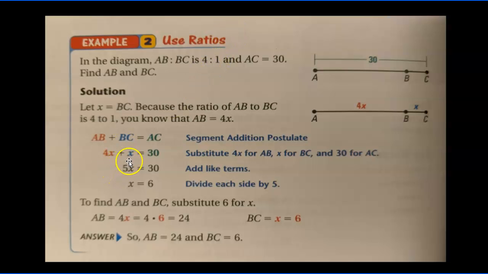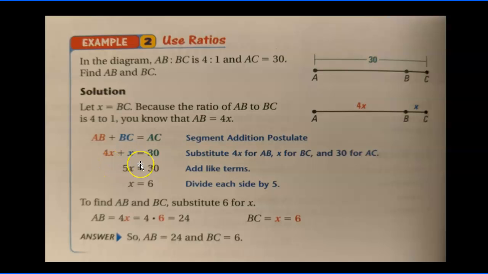The BC is in blue. There's BC. I've replaced it with just one X. And I know that 4X plus X equals 30. Now, could I have kept the AB there? Sure, I could have put 4 in front of AB, but then it would have gotten really confusing with this. That's why we have to go to an algebra mentality.